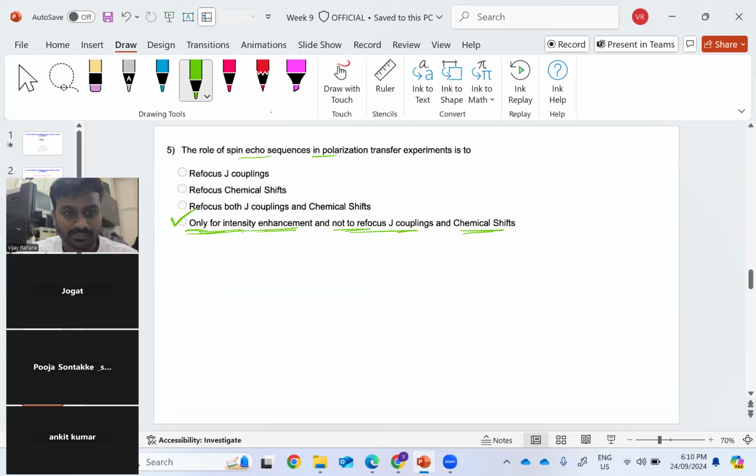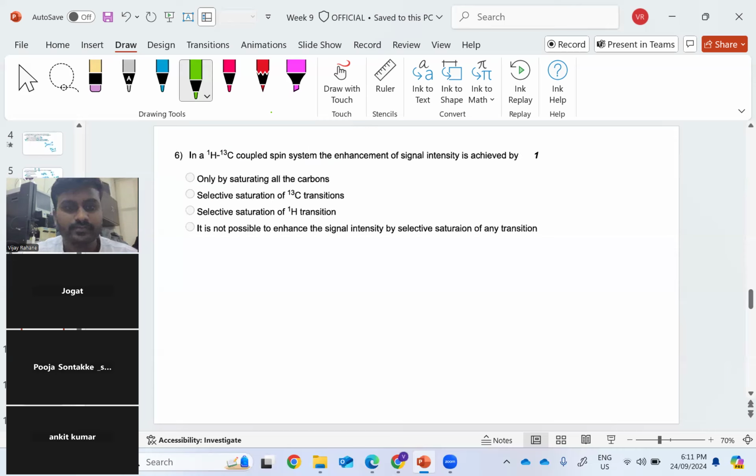So it is only for the intensity enhancement. We can use the spin echo sequence in polarization transfer to enhance the intensity, but it will not affect any kind of J coupling values, or the chemical shift values.